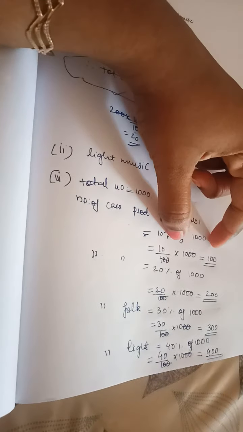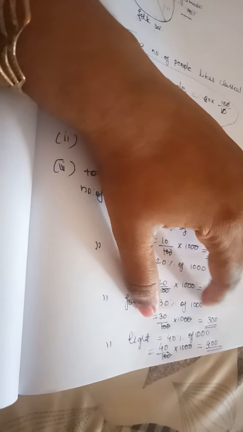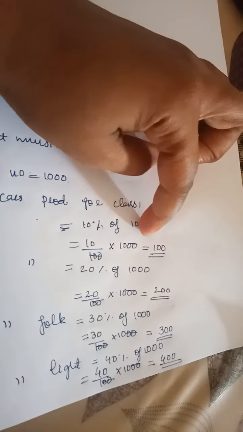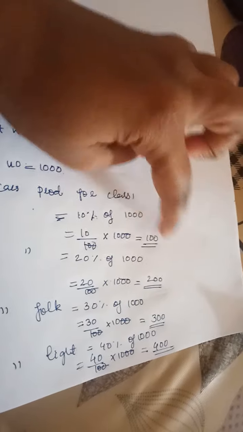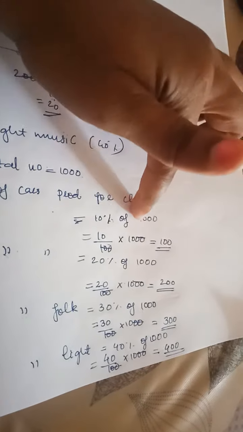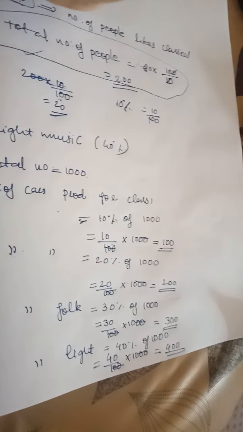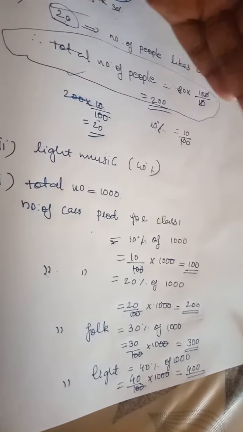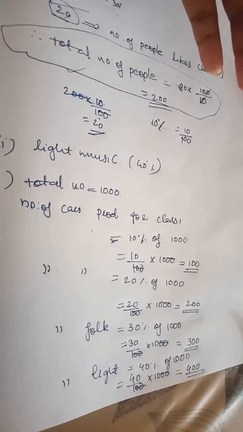These are the separated numbers: 10% is 100, 20% is 200, 30% is 300, 40% is 400. After calculating this, if you calculate the total sum of these numbers, 100 plus 200 plus 300 plus 400, you should get the total number 1000. If you are getting 1000, that means your calculation is correct. Otherwise your calculation is wrong. Okay, clear?